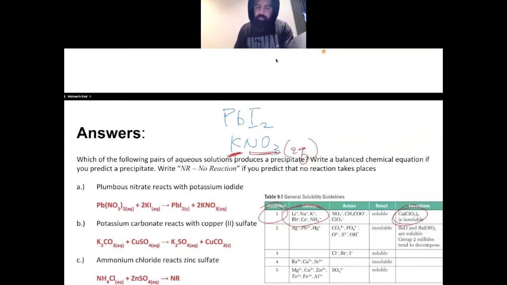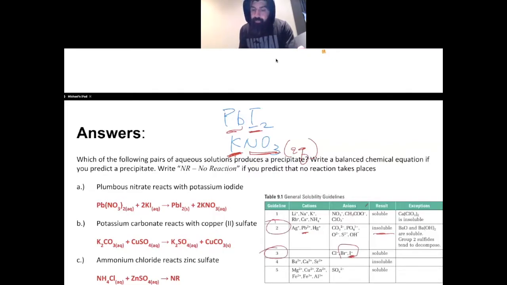PbI2. Okay, so we look up Pb on this scale. So let me erase this other stuff here. So let's look for Pb. There's Pb. Pb says it's insoluble. We look at I. The only way for this whole thing to be soluble is if I appeared in the number 1 guideline, which in fact it does not. I appears here, guideline number 3.